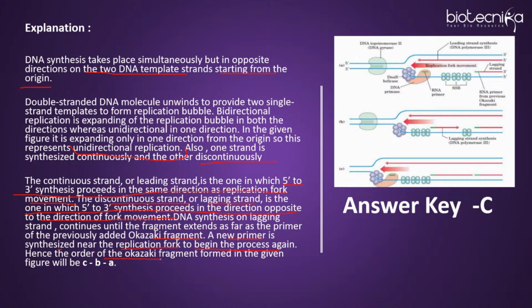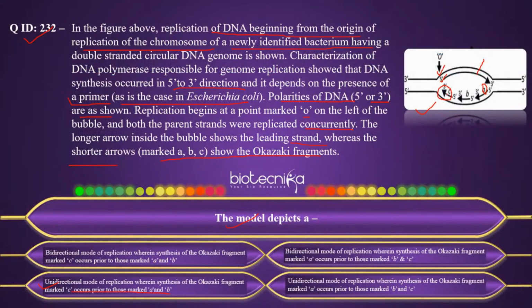Hence, the order of the Okazaki fragments in this figure would be C, B, and A. Firstly, the primer would be there, and from here in the 5' to 3' direction the Okazaki fragment would be formed. Then the B segment would be formed, and after that A would occur. So the order would be first C, then B, then A. So option C would be the correct one here.